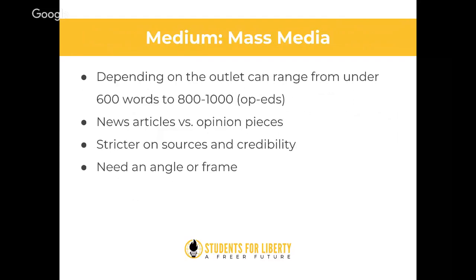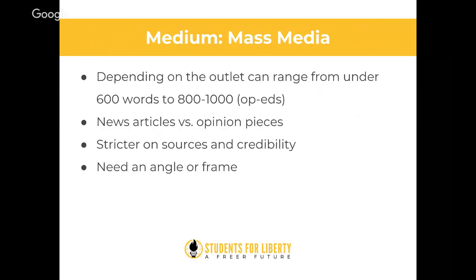Okay, medium, mass media. Depending on the outlet, the word count can range from 600 words to 800 to 1,000 words. If you're writing a general news piece, not an opinion piece, and there is a big difference, usually articles are under 600 words. If you're writing an opinion editorial piece, they can usually be between 800 and 1,000 words. Something to bear in mind.